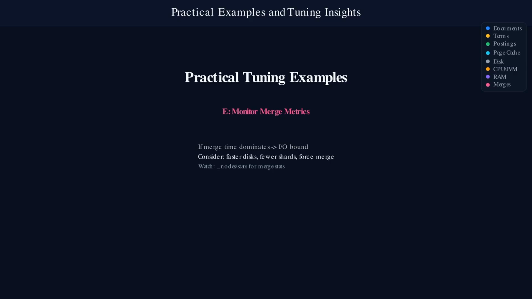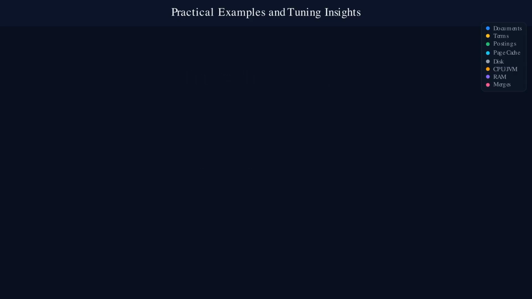If you give the JVM too much heap, say 28 gigabytes on a 32 gigabyte machine, the OS has almost no RAM left for page cache. Search latency spikes because every segment read hits disk instead of cache. The standard recommendation is to give the JVM at most half the system RAM. Finally, monitor your merge metrics. If merge time dominates, your cluster is I/O bound, and you may need faster disks or fewer shards.